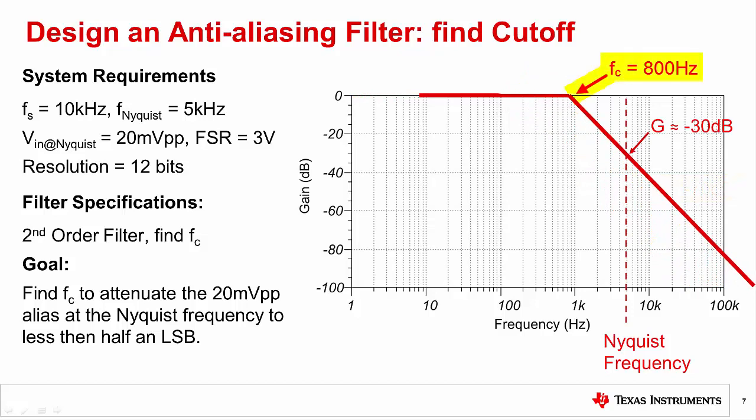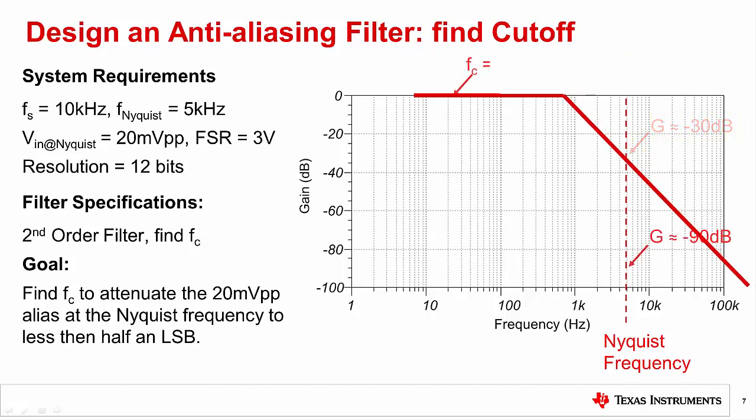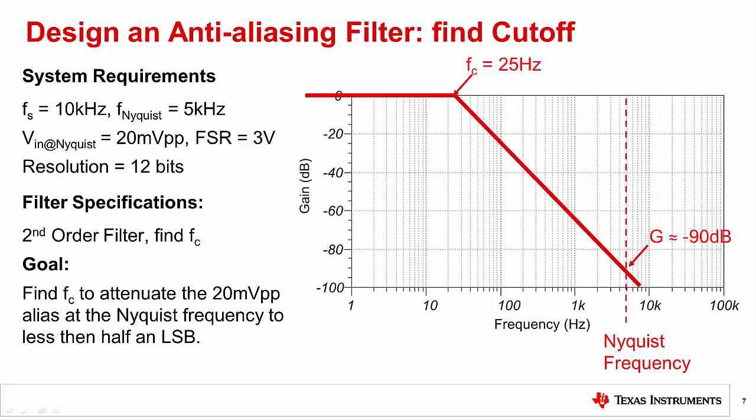If we increase the cutoff frequency to 800 Hz, you will see that the attenuation decreases to 30 dB. On the other hand, decreasing the cutoff to 25 Hz gives 90 dB of attenuation. For best rejection of the alias signal, you need to move the cutoff frequency lower. However, this reduces the usable frequency range for the system.